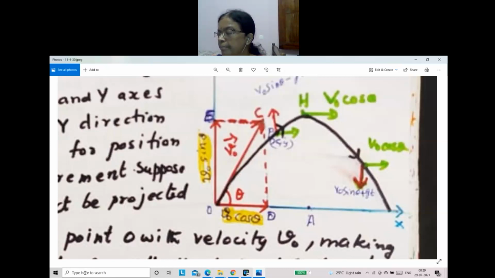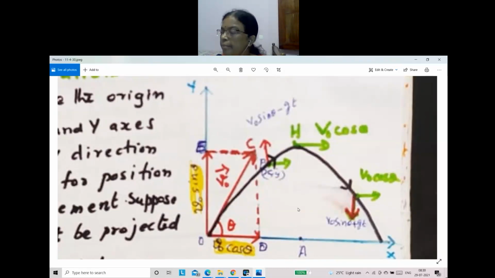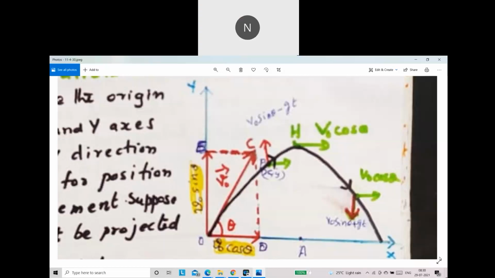Jaitar, can you tell which component of velocity is decreasing, vertical or horizontal? Nihal, which component of velocity is decreasing? Vertical or horizontal? Vertical. Vertical is decreasing by how much? Look here. By minus gt, it decreases.